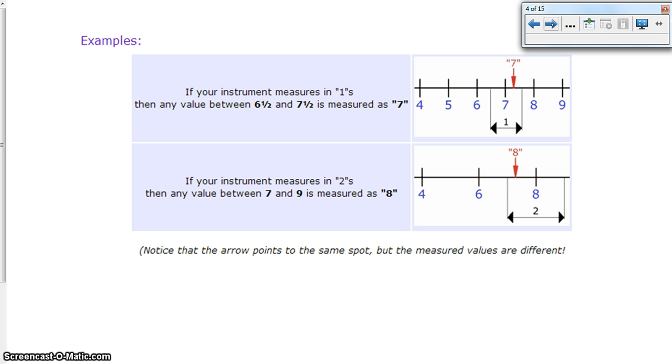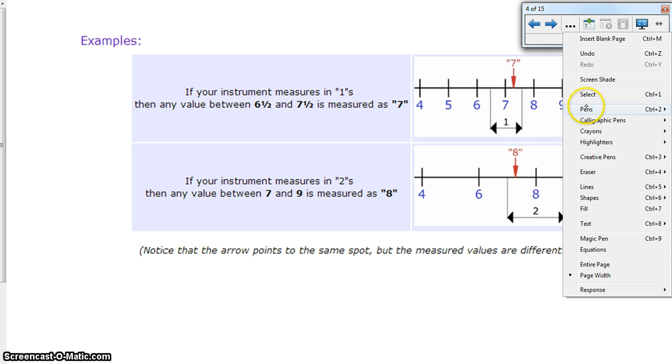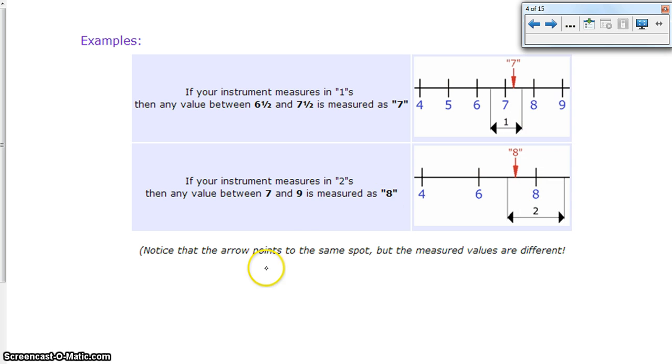If you were measuring in the ones on a number line, then any value between 6.5 and 7.5 would be measured as 7. But if you're measuring in the twos, then any value between 7 and 9 is measured as 8. Okay? So please notice that you could write this as 7 plus or minus 0.5. Or if you were measuring in the twos, you could write this as 8 plus or minus a value of 1. That would be how you would measure the accuracy.